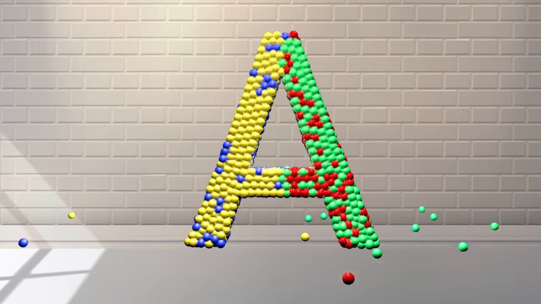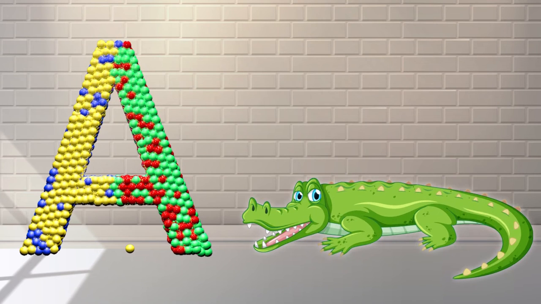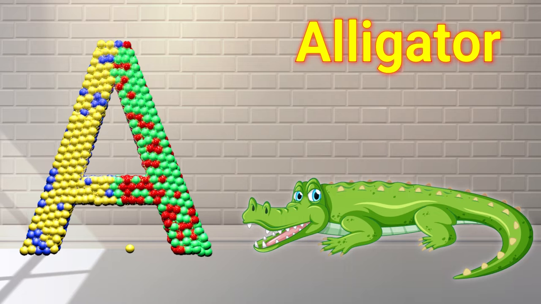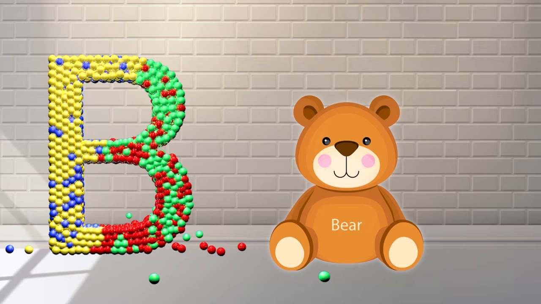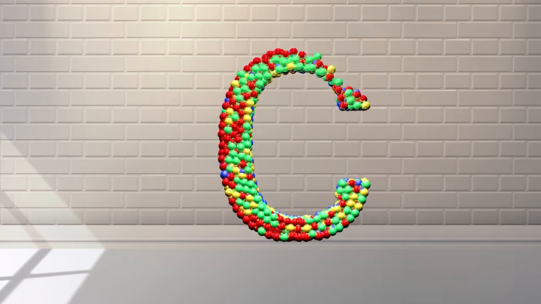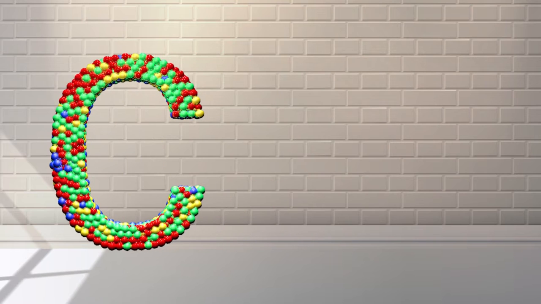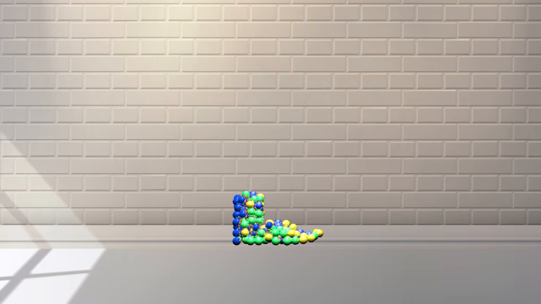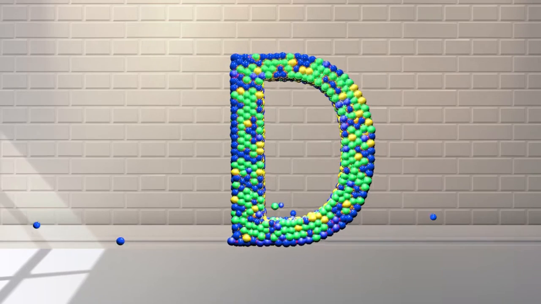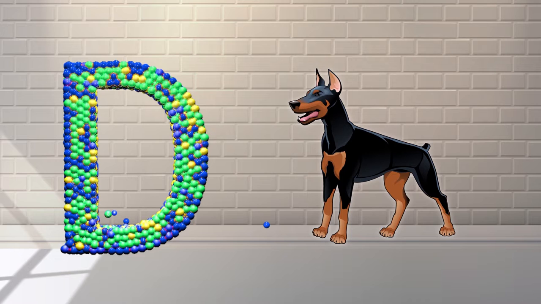A for alligator. A, L, L, I, G, A, T, O, R. Alligator. B is for bear. B, E, A, R. Bear. C for cat. C, A, T. Cat. D is for dog. D, O, G. Dog.